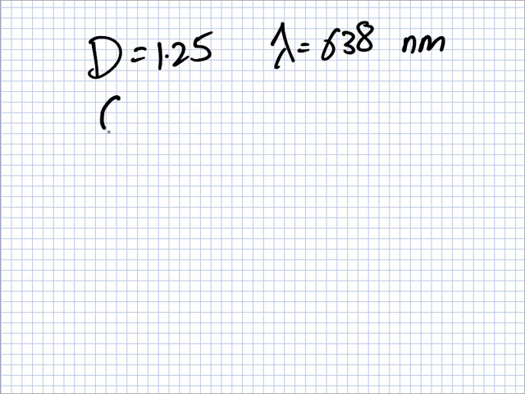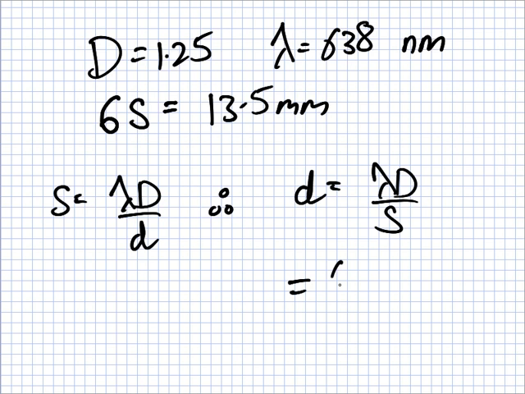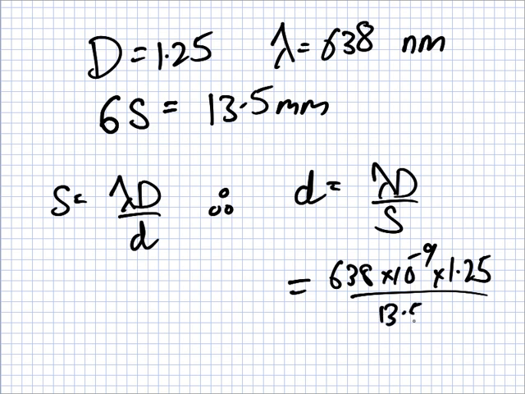So that means 6s equals 13.5 millimeters. What's the D? This is fine. N lambda, S equals lambda D over D, so therefore D equals lambda D over S, which will equal 638 times 10 to the minus 9 times 1.25 over 13.5 times 10 to the minus 3 over 6.